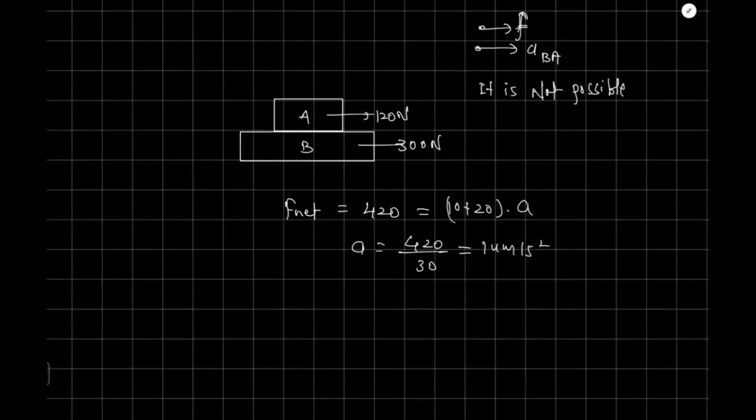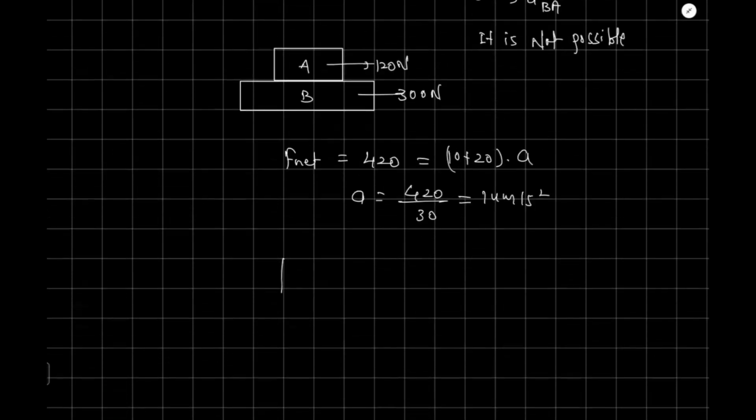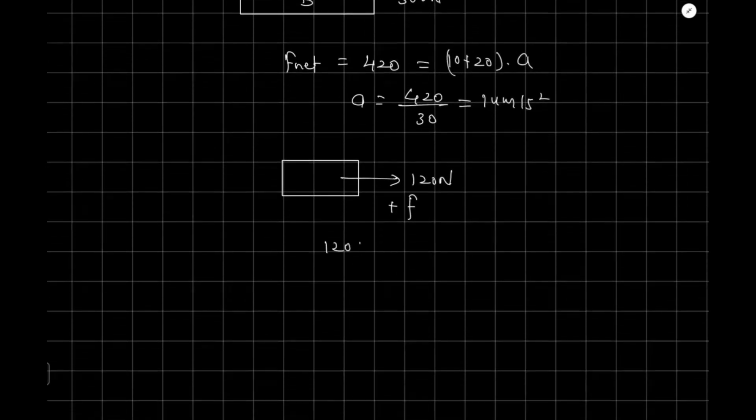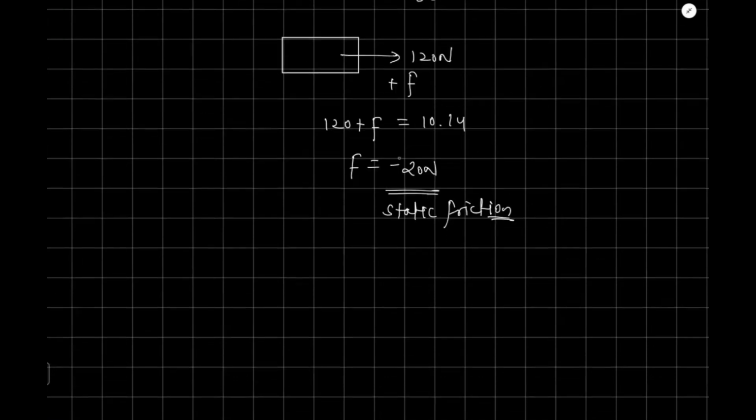Okay. Now we'll try to find out the value of friction. So what we'll do, we'll take any one object, either A or B. Let's take A only. So let's say the 120 Newton force is acting here, and let's say F is the friction force that is acting here. Okay, and we can say net force that is 120 plus F is equal to mass into acceleration. What is the mass? Mass is nothing but 10 and acceleration is 14. If you solve this one, you'll get value of F is equal to plus 20 Newton, right? So you'll get this friction force in forward direction.